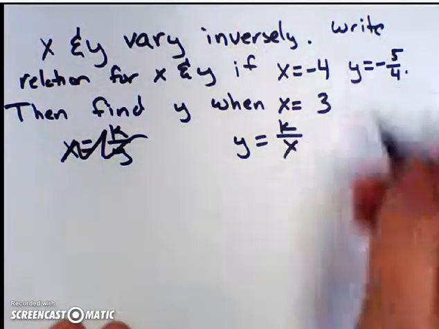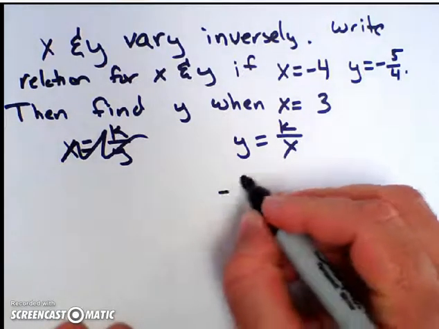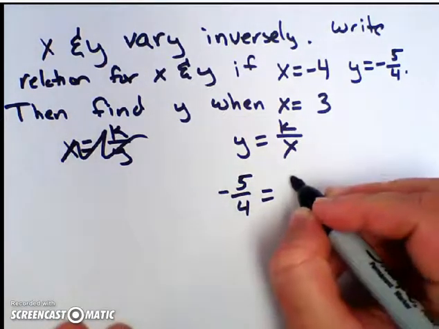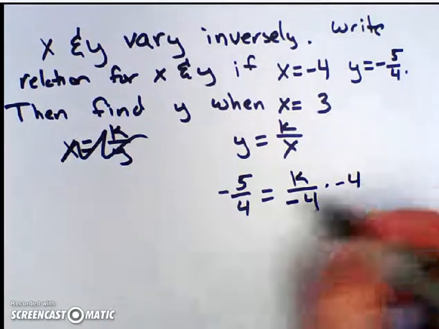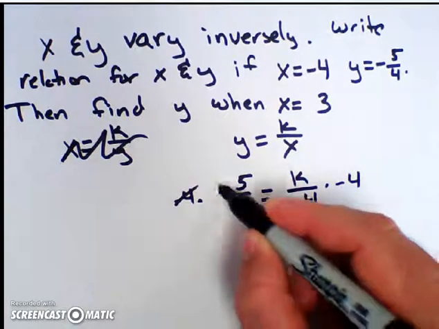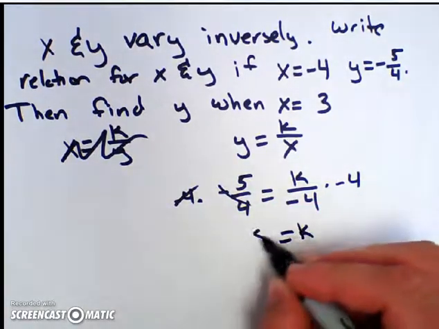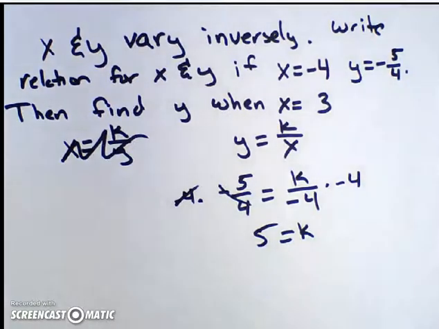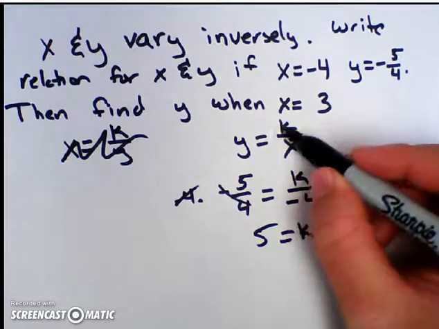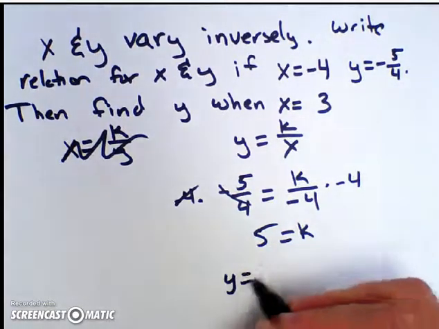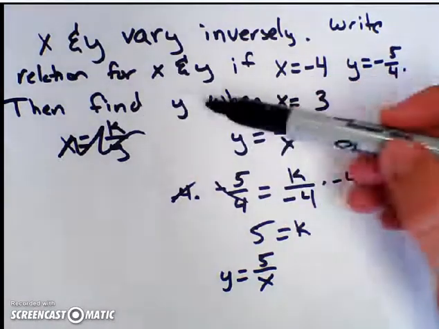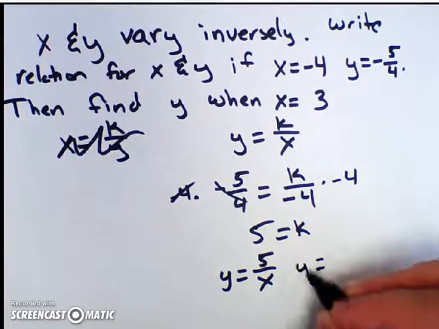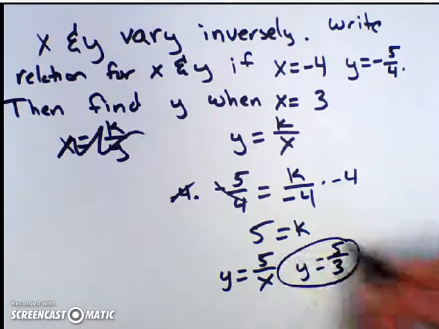Then it says x is -4 and y is -5/4. So let's go ahead and set that up. When you multiply by -4 to solve, this -4 cancels, so you wind up getting k equals 5. Everybody get that all right? From there, now we can write the relationship. Just take that 5 and plug it in for this k, and you get y equals 5 over x. That's the first part. Once you do that, the last statement's always easy. Then find y when x is 3. Just plug 3 in for x, and that's your answer.